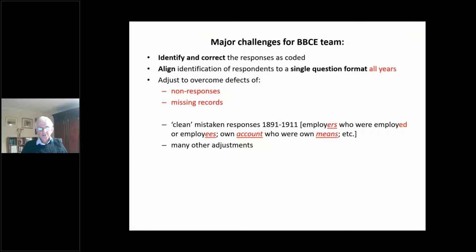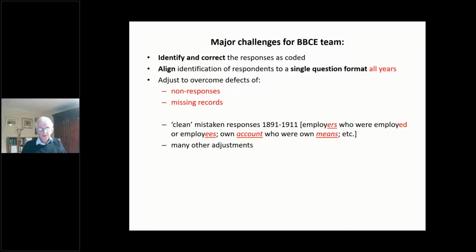So you can see some of our challenges: identifying and correcting the responses to create the sort of database we've now done, aligning the identification from these different questions so they become a single format for all years, and then adjusting it to overcome the non-respondents, the missing records I'll talk about in a moment. So those are the two things I'll talk in more detail about.